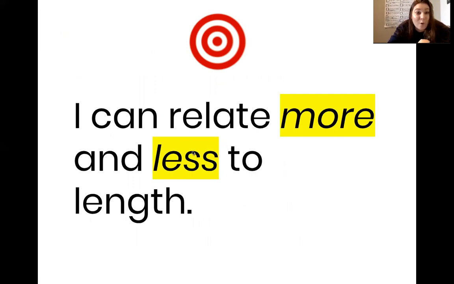Let's say the word more and make more with our hands. Ready? More. And let's say the word less and make less with our hands. Ready? Less. One more time. More, less. Whisper them in your hands. More, less. Crumble it up. Put it in your brain so that we can use those words.